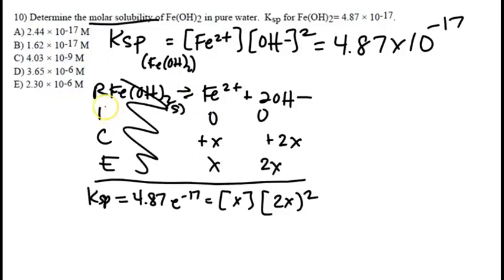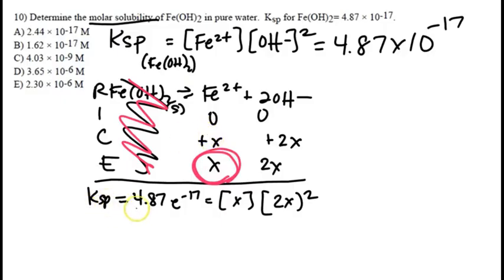So I'm going to go ahead and set up my ICE table. Again, because Fe(OH)2 is a solid, we do not have to use it in our ICE table. That means we're only going to be left with the products, or our ions. So the products' initial amounts are going to be 0. This is going to be plus X because there's only 1 in front of it. This is going to be plus 2X because there is a 2 in front of the OH-. And therefore, our equilibrium amounts for Fe2+ is X, and for OH- is going to be 2X, which is why the molar solubility is going to be simply X, or the Fe2+ concentration.